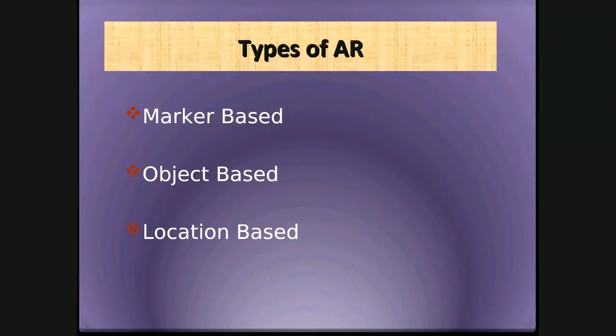The next most important thing we need to discuss about augmented reality is how many types of augmented reality there are. Augmented reality has different types, and you can experience these differences in your life. Number one is marker based. The second one is object based, and the last one is location based. So what is the difference?